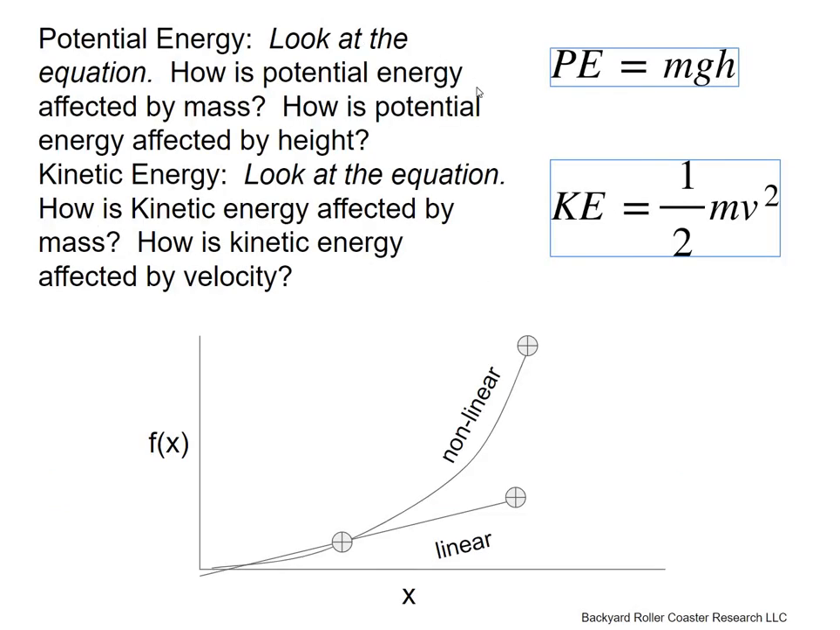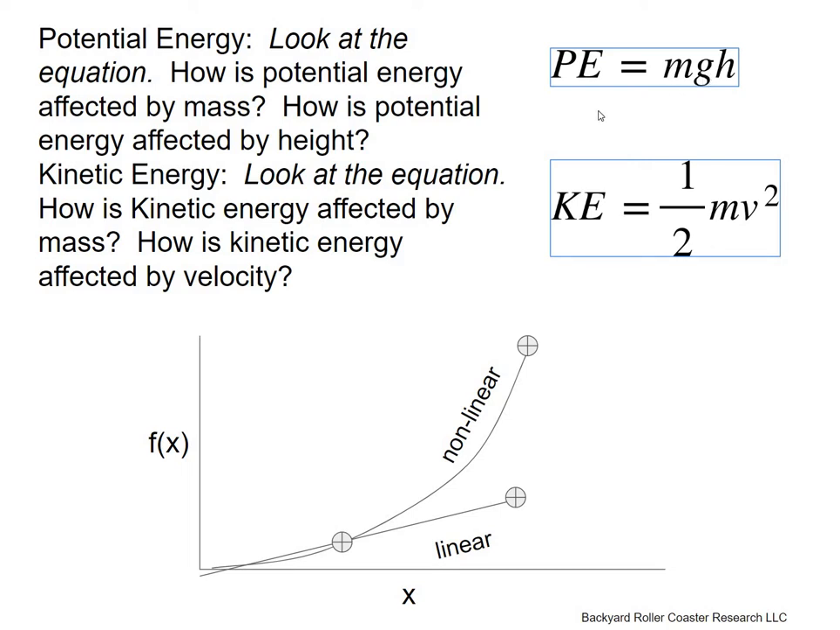For our purposes in roller coaster design, we look at potential energy and kinetic energy. Potential energy is simply the mass times the height times the gravitational constant, which is always the same when you're on the surface of the Earth. That's 9.81 meters per second squared.